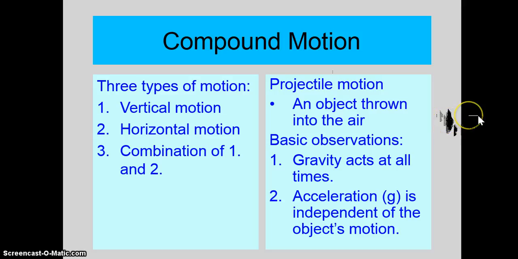Compound motion is when an object is moving both vertically, so those two equations that I just showed you, and then horizontally, where the equation is simply the velocity is the distance divided by the time. So in the horizontal direction, that would be the equation that describes the motion. As long as there's no acceleration, velocity is, well, let's be fully descriptive, the velocity is equal to the change in the distance divided by the change in time.